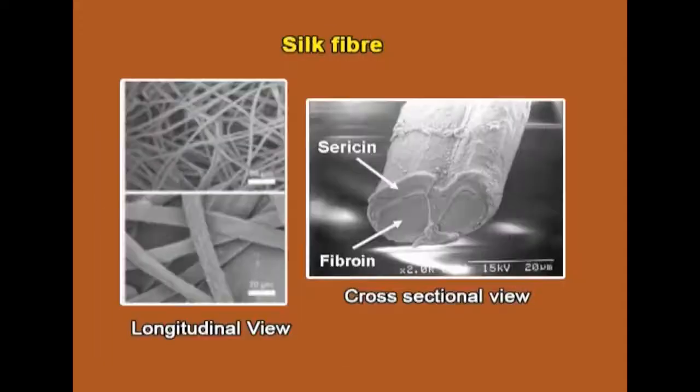And silk fiber, when viewed longitudinally, is cylindrical with uneven diameter throughout its length and shows lumps, folds and cracks on the surface. And the cross sectional view of this shows a wedge or triangular fiber with rounded corners.